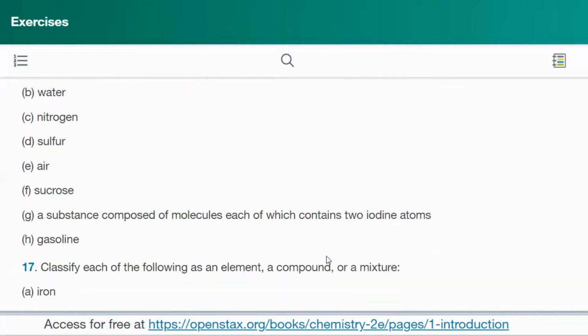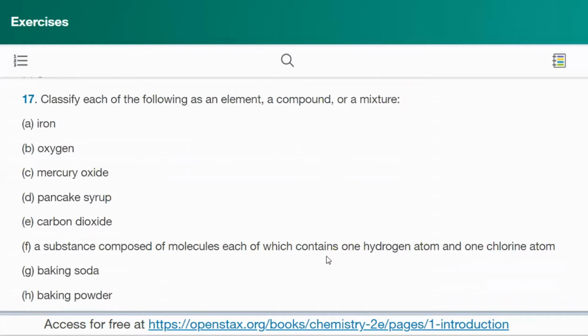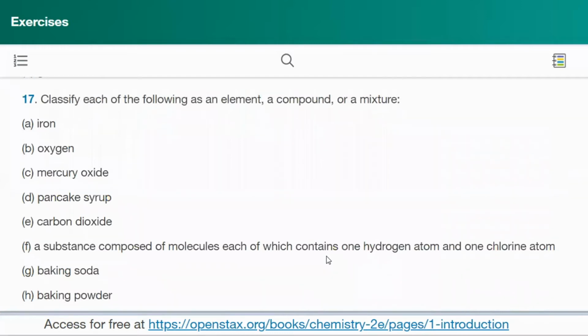So let's go to question 17. Classify each of the following as an element, a compound, or a mixture. A, iron. Iron is an element. B, oxygen. Oxygen is an element. C, mercury oxide is a compound. D, pancake syrup. That's a mixture. E, carbon dioxide is a compound.